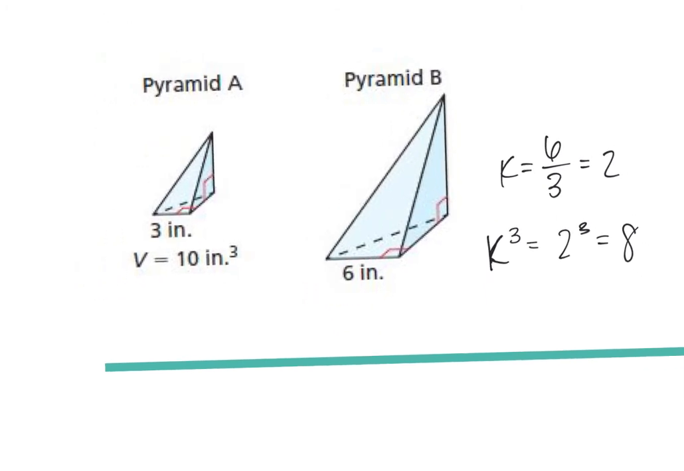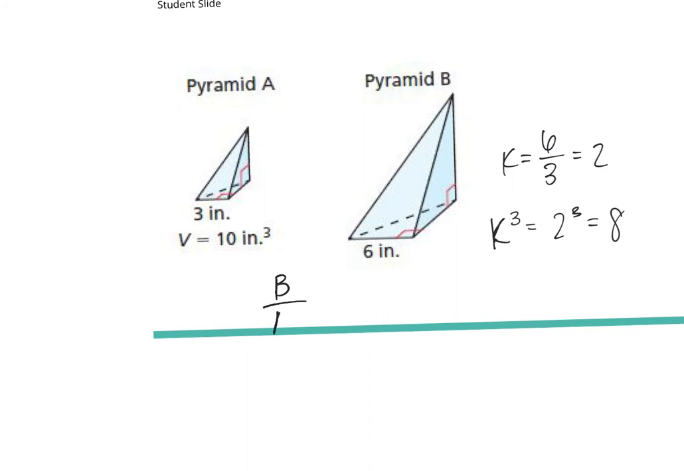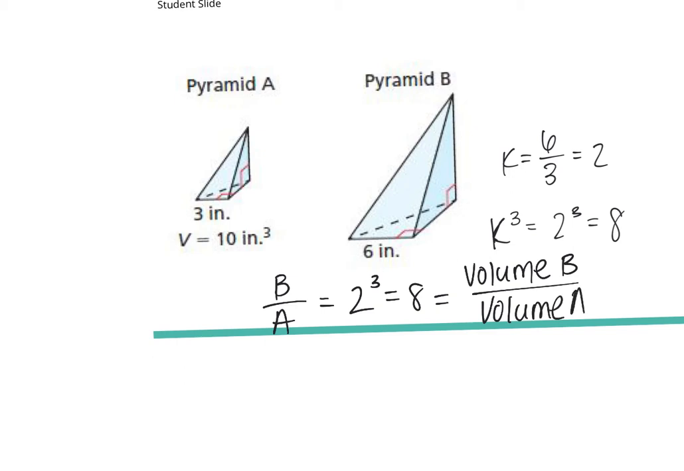So pyramid B over pyramid A is going to be 6 over 3, which is 2. We cube it, we get 8. And we set that equal to the volume of B over the volume of A. So 8 equals the volume of B, which is unknown, over the volume of A, which we know, which was 10.